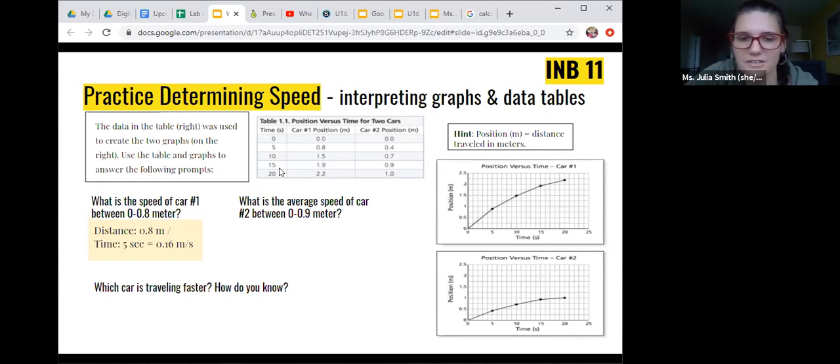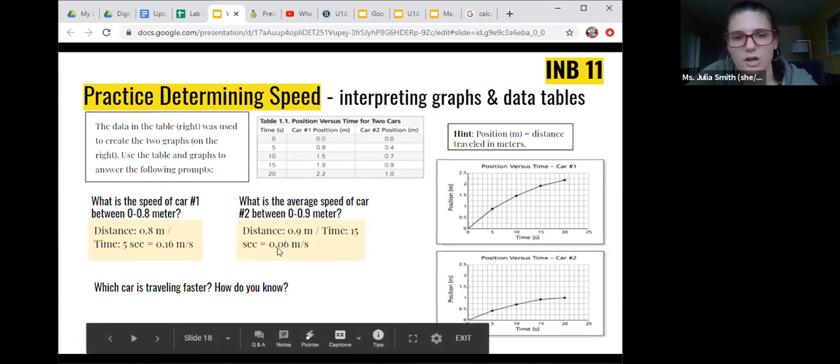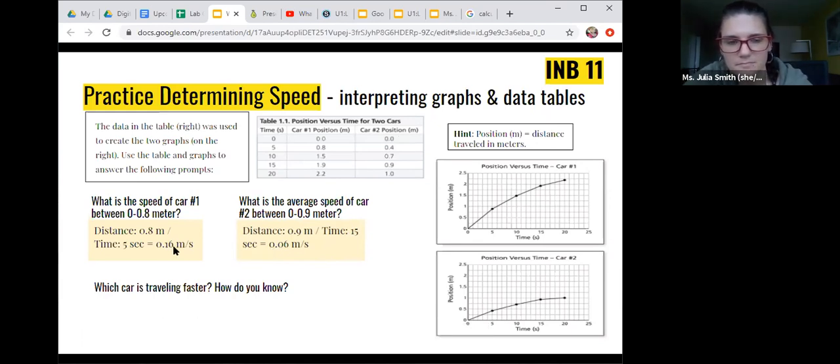All right, hopefully you came up with the distance being 0.9 of a meter, from 0 to 0.9. And it took 15 seconds. So you divide 0.9 by 15 and you got 0.06 meters per second. So this car is clearly traveling slower than this one. We can tell by this number.